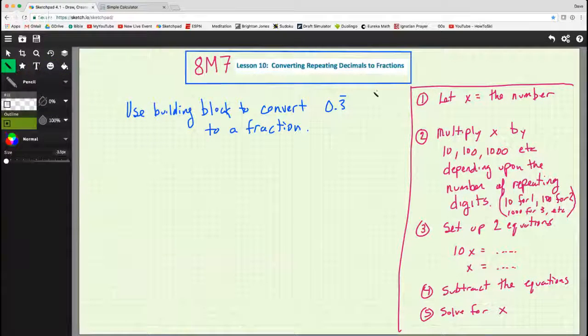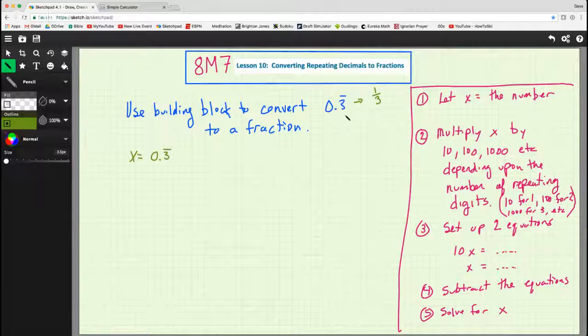And we know what this is. Most of you know that the answer to this should be a third. Right? 0.3333 is a third. 0.66666 is 2/3. But let's prove that using the power of converting repeating decimals to fractions. This is awesome stuff. So here's our strategy. We're always going to let x be our number. So we're going to say x equals 0.3 repeating. We're going to multiply x by 10, 100, 1,000, depending upon the number of repeating digits. Now, this is key. If we have one repeating digit, we multiply by 10. If we have two, we multiply by 100, three, 1,000.